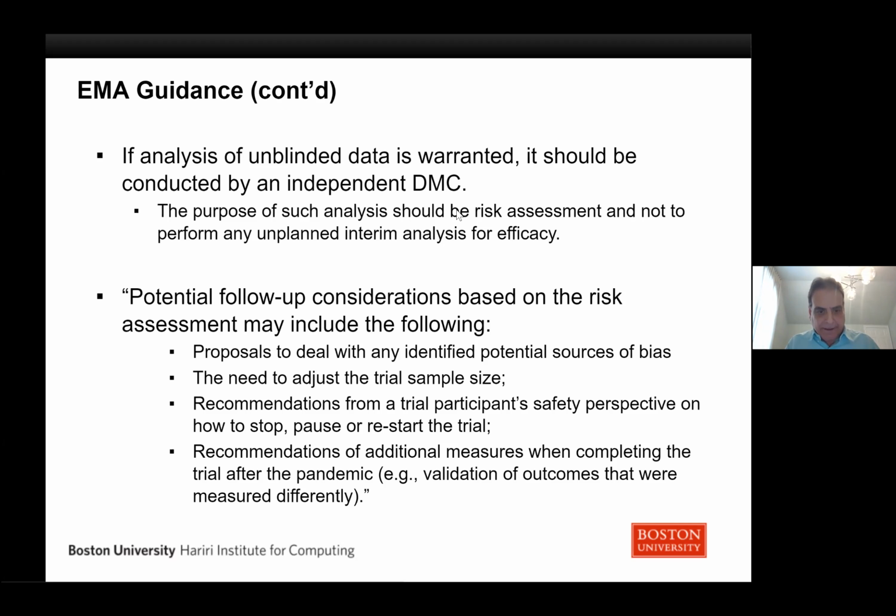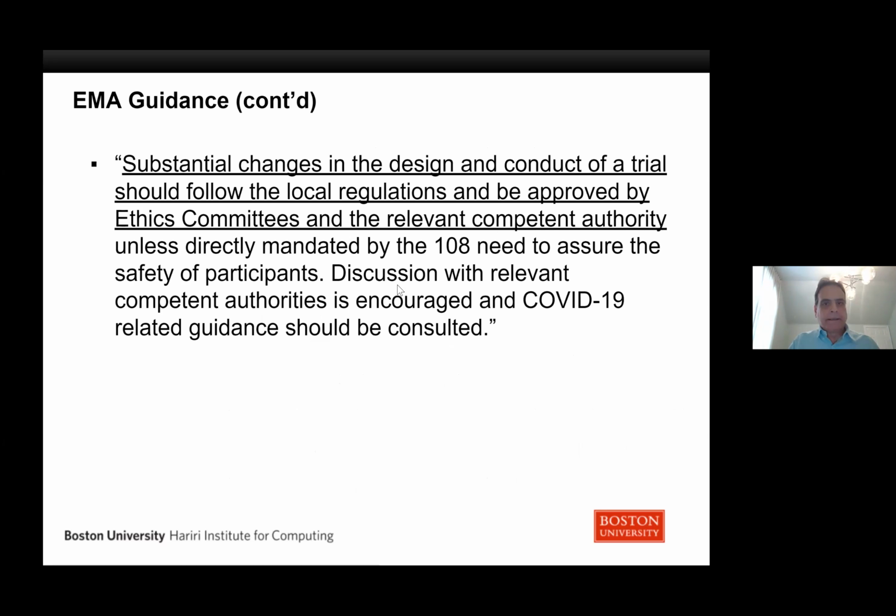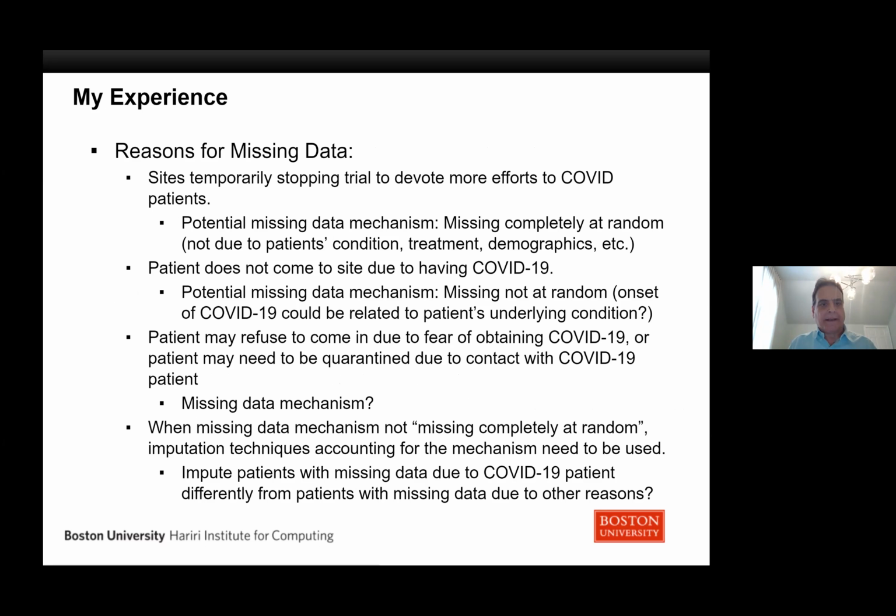But if you could control type 1 error, et cetera, and bias, then in general, as the FDA guidance discussed, you may want to consider adding an interim analysis. Okay. Changes in the design or conduct of the trial should follow local regulations and be approved by an ethics committee.